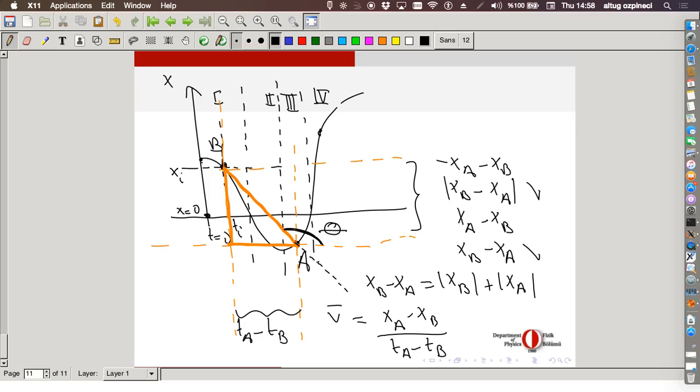Rather than looking at this angle, this V average is still tangent theta. Well, let's call it this thing theta prime. As long as you define this angle to be with this horizontal line going in the positive sense, you just draw this line connecting these two points and measure this angle, the average velocity will always be this tangent theta prime.